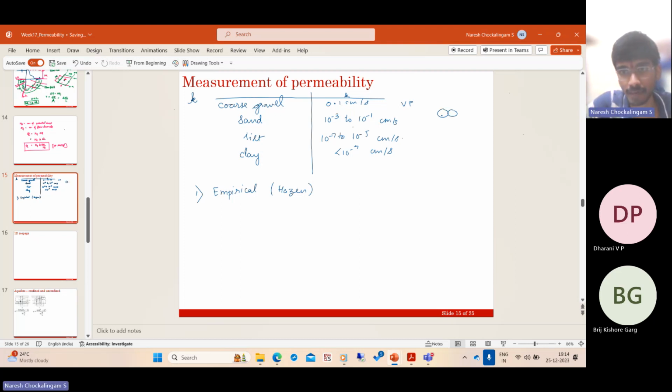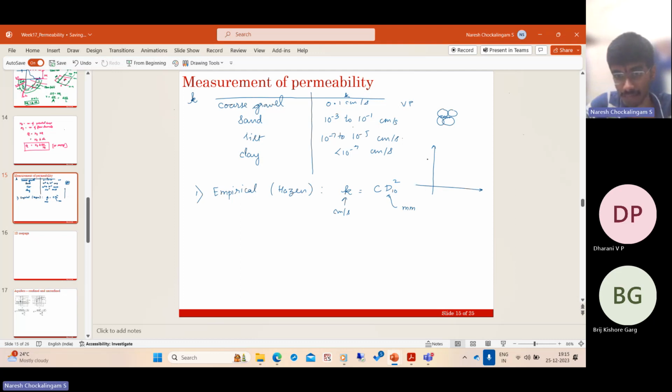Permeability depends on how much area is available for water to flow through. If the grains are larger, the interstitial spaces are also larger. Therefore, Hazen gave this empirical relation between the permeability and the grain size: K is equal to C D10 square. The units are important. K is measured in centimeters per second, and D10 is measured in mm. So what is D10?